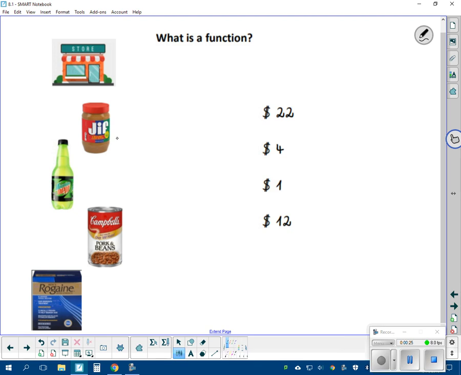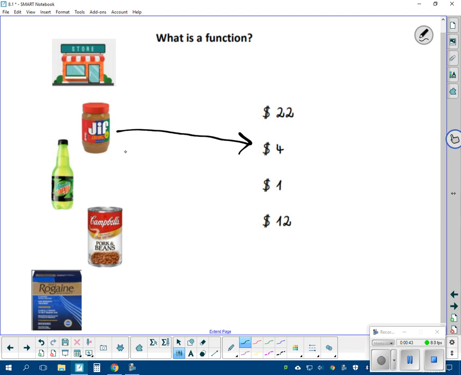And when I get to the register, they're gonna scan it and it's gonna come up $4. So we say that peanut butter maps to $4. That's how much it costs. We're making a map, peanut butter, this is the cost.